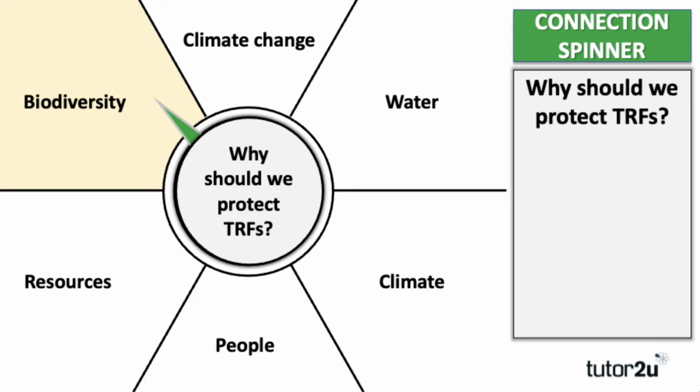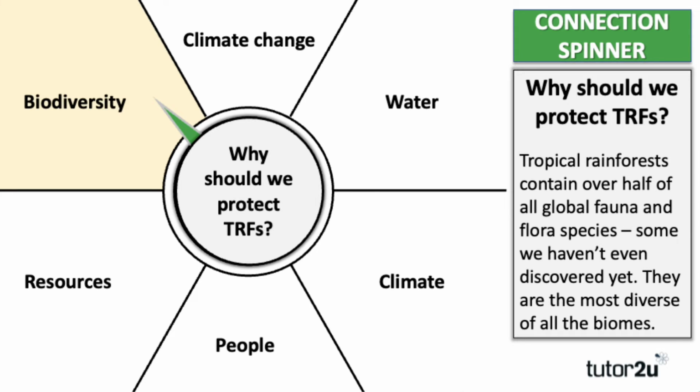Let's reveal the answer. The tropical rainforests contain over half of all global fauna and flora species, so we're talking about plants and animals here, and some of those we haven't even discovered yet, and they are the most diverse of all the different biomes. So let's have a think about what might be a reason for protecting the rainforest with some of the other factors that are on the screen.